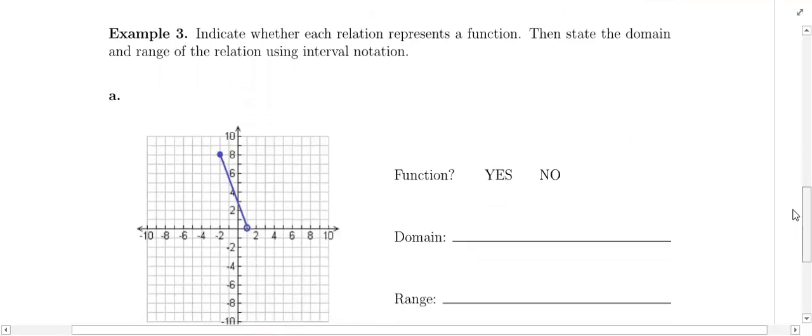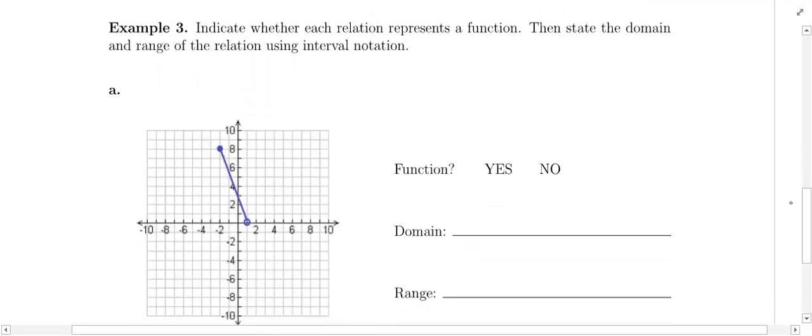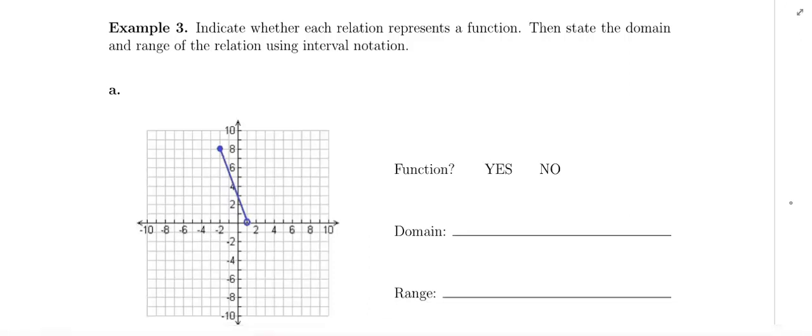Okay, I believe there are 10 graphs that we're going to look at. For each one, we're going to indicate whether each relation represents a function, and then state the domain and range of the relation using interval notation. All right, so here we go in example 3a.